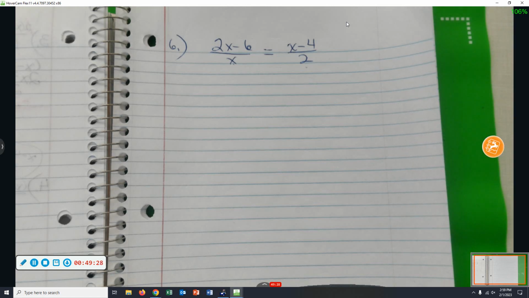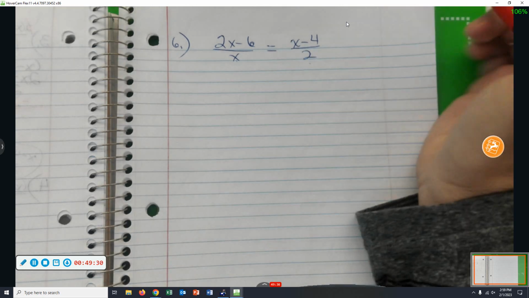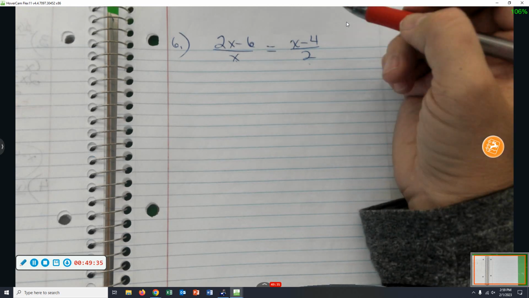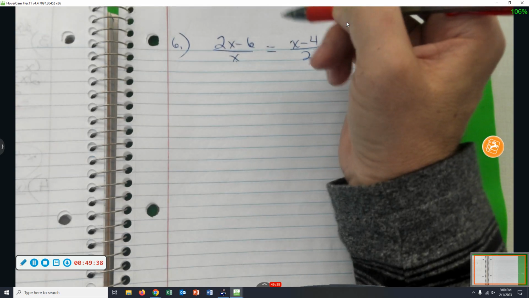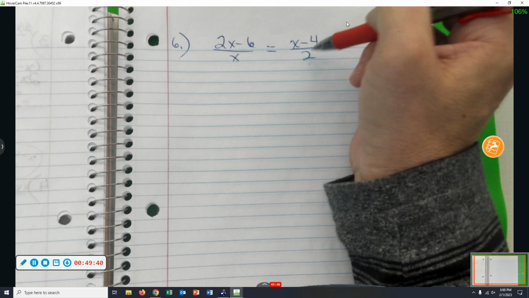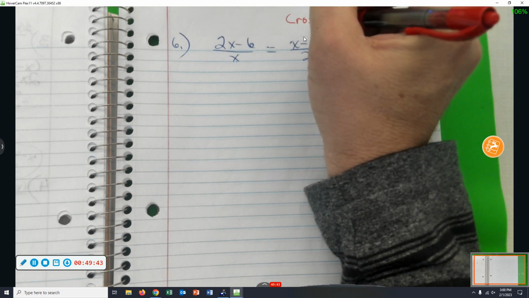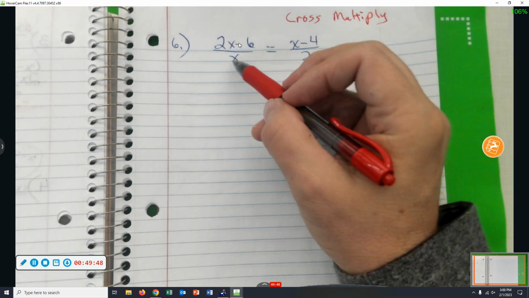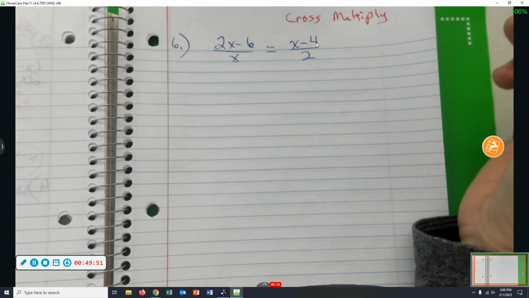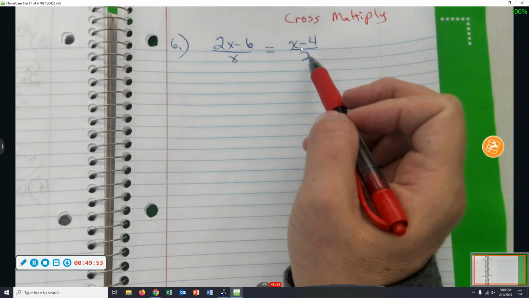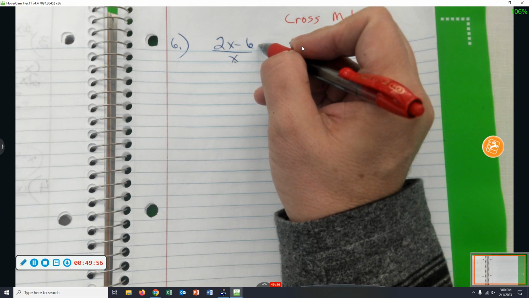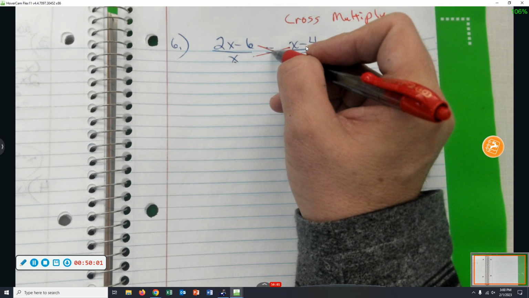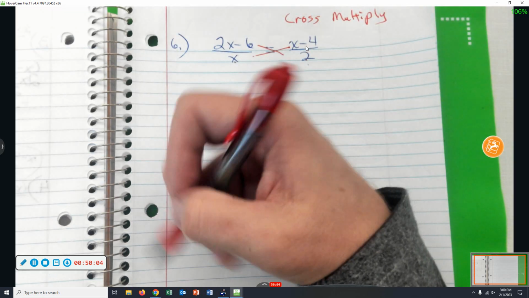Product of the means equals product of the extremes. I remember teachers saying that. Didn't know what it meant, but I remember the teacher saying it years ago. You can only do this if the equation is in the form fraction equals fraction. Does the phrase cross multiply sound familiar? A little bit, yeah. Rather than multiplying both sides by 2x, you get the same thing. But when you have a fraction equals a fraction, you can cross multiply: numerator times denominator equals numerator times denominator.